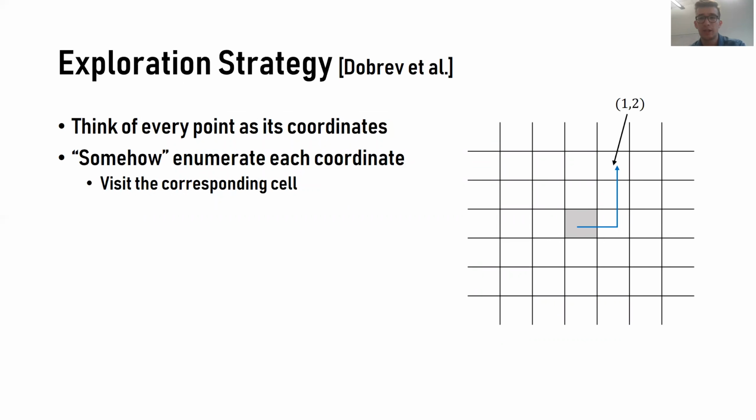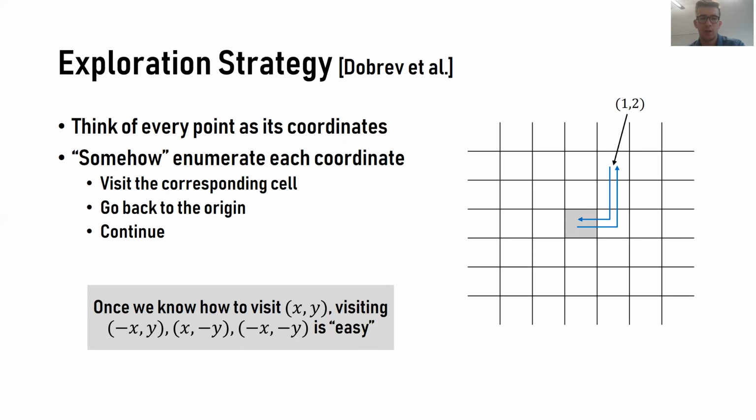Okay, so what is the general exploration strategy? Think of each point as being represented by its coordinates. Here we have a point 1, 2, and we want to somehow enumerate each coordinate. Sometimes you just want to make sure that eventually every coordinate is visited. The exploration now consists of going to the corresponding cell and going back to the origin, and then moving on to some other coordinate. Let me already mention that if you know how to visit x, y, it is not so hard to visit -x, y, and so on, since this is just inverting all operations in one direction, right?